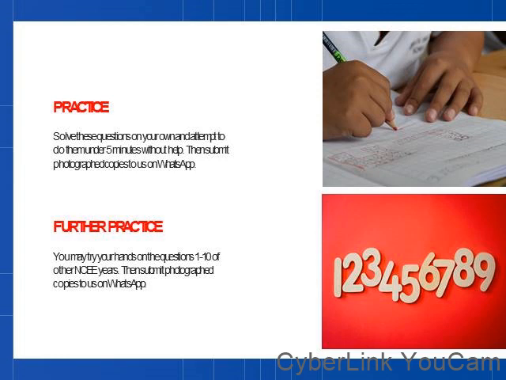For further practice, you may try your hands on questions 1 to 10 of other National Common Entrance examination years. Then submit photographed copies to us on WhatsApp so that we mark them, we vet them, and then we give you the evaluated copies of your work.